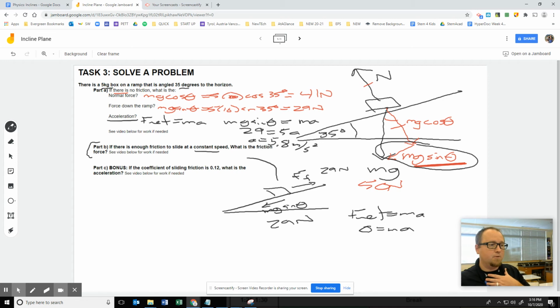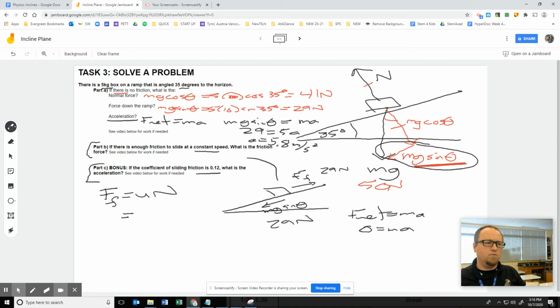Okay. Part C. What if the coefficient of sliding friction is 0.12? Whoa. This is a bonus. So if you're like, Shamir, I'm just trying to just survive, rock on. Stop. Have a great day. But if you're like, hey, I want to see how to process this one.